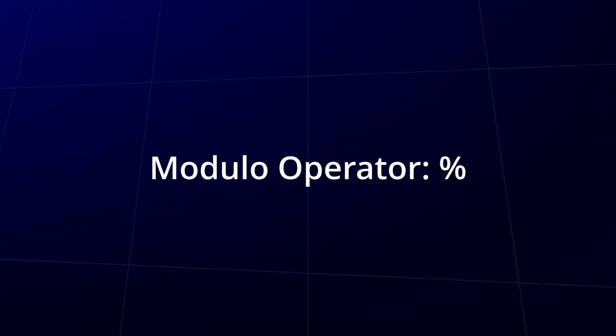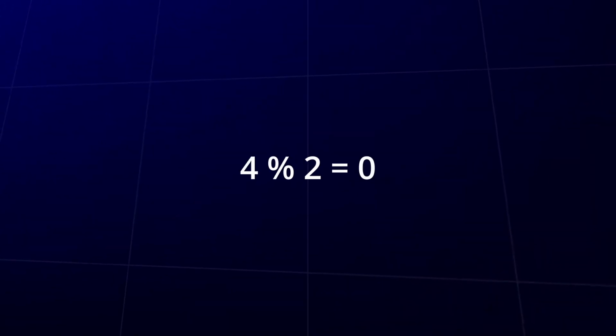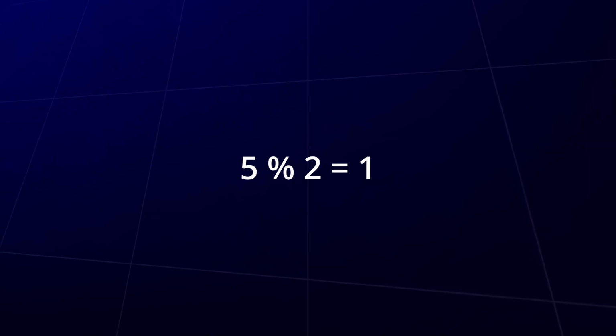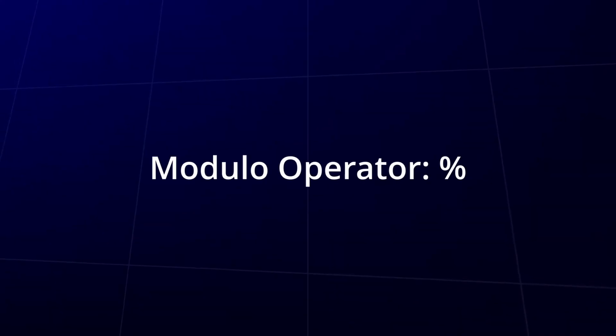The modulo operator gives us the remainder when one number is divided by another. For example, 4 modulo 2 equals 0 because 4 divided by 2 has no remainder. 5 modulo 2 equals 1 because 5 divided by 2 leaves a remainder of 1. Did you get the idea behind these examples?